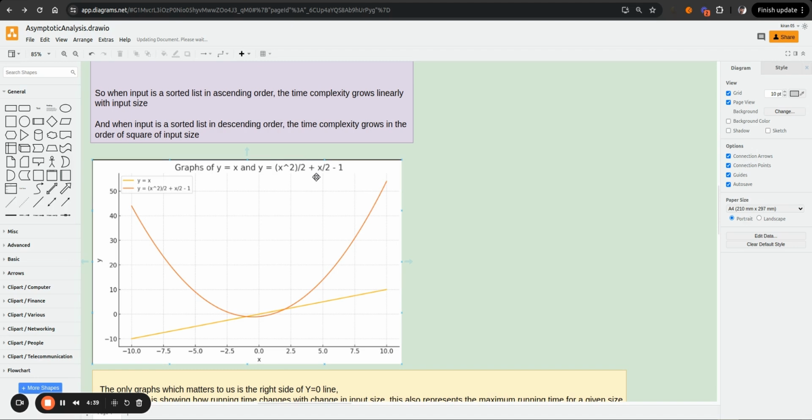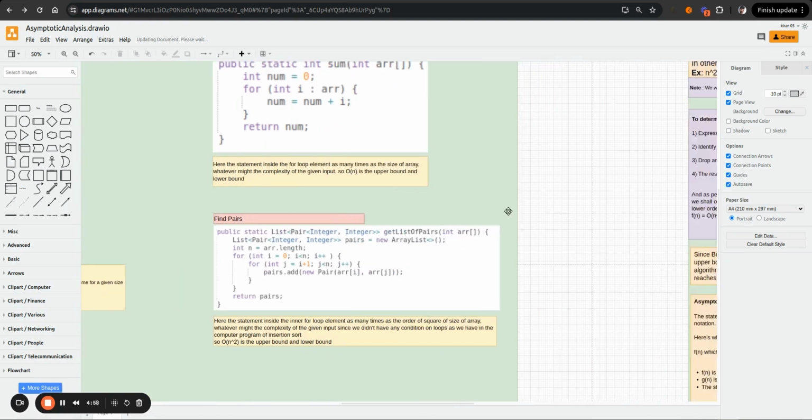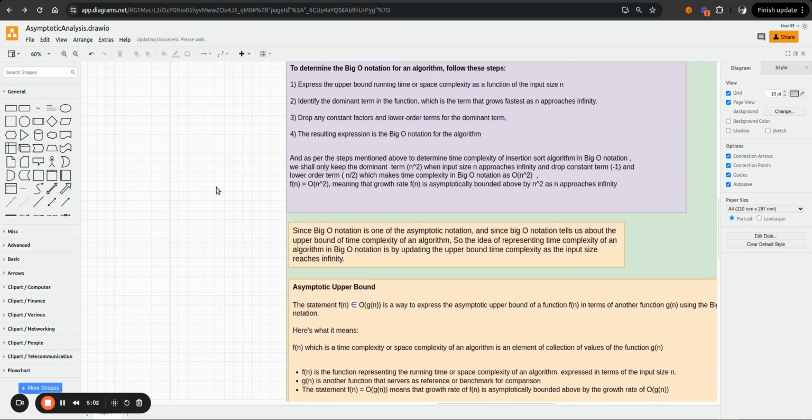So in the third step, it is mentioned that we have to drop the lower order terms. In this case, this is x by 2, and also any constant, in this case, x minus 1. So we will be dropping these two, and our time complexity equation will now be x square, in order of x square. Here x being x or n, this is the size of the input. So the resultant will be the time complexity in big O notation.